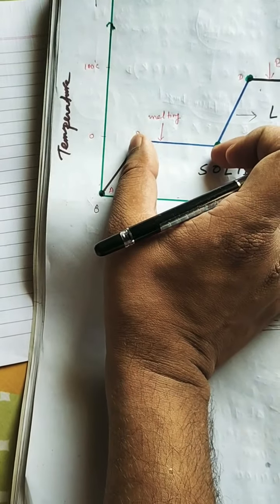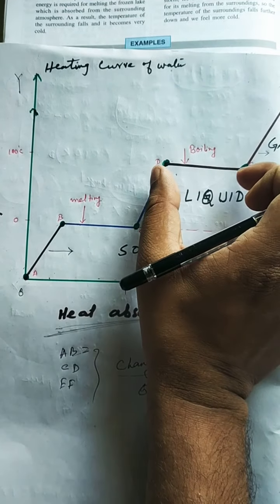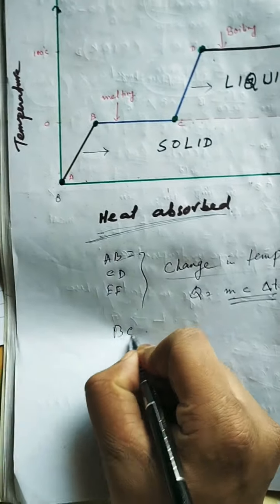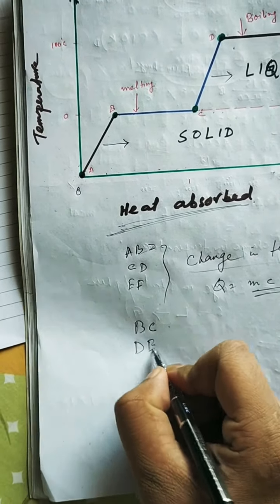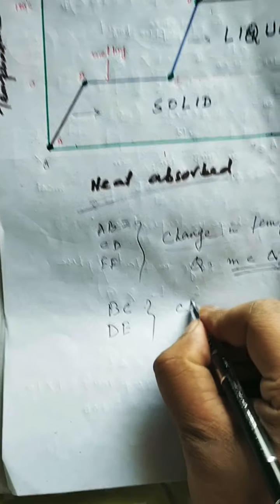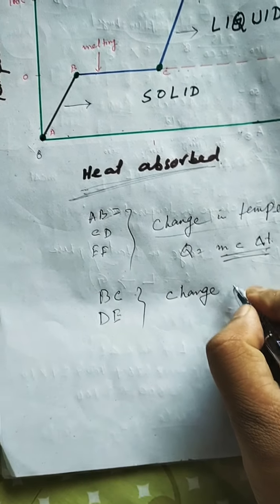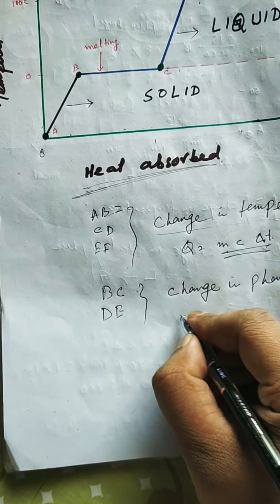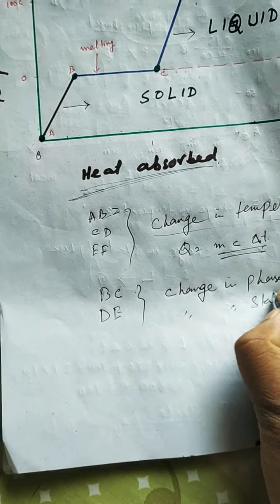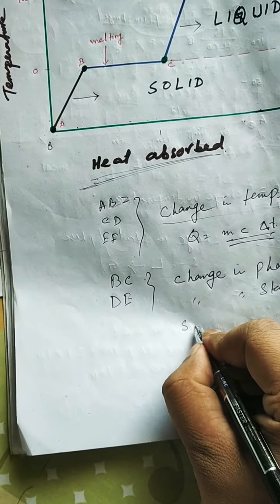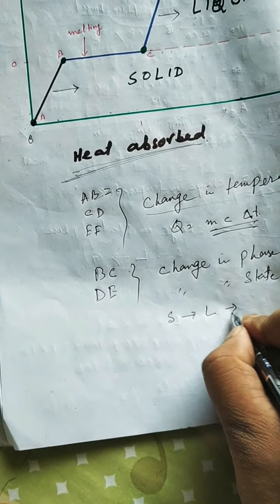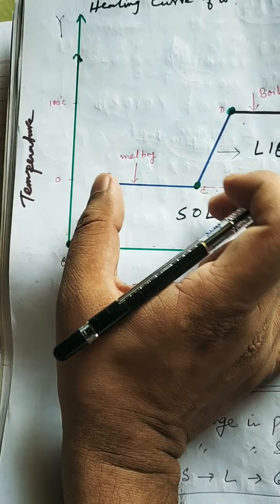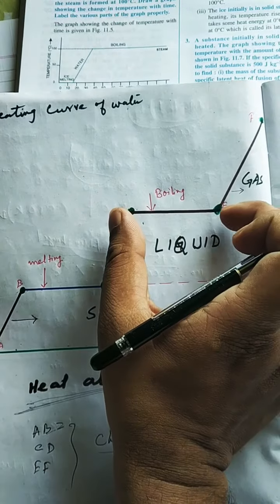But BC and DE indicate a change in phase, or change in state, meaning solid converts into liquid and liquid converts into gas. This is BC and DE.